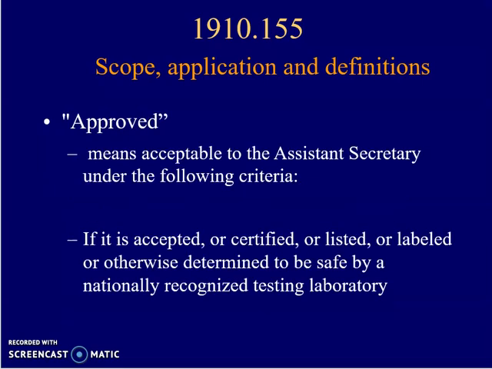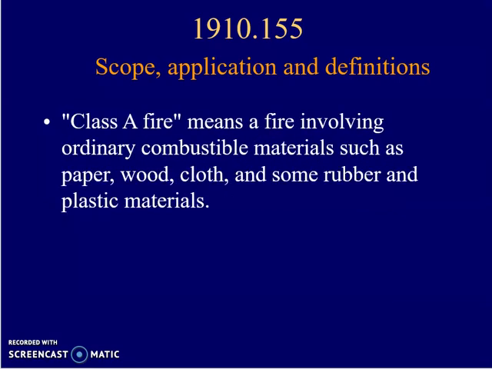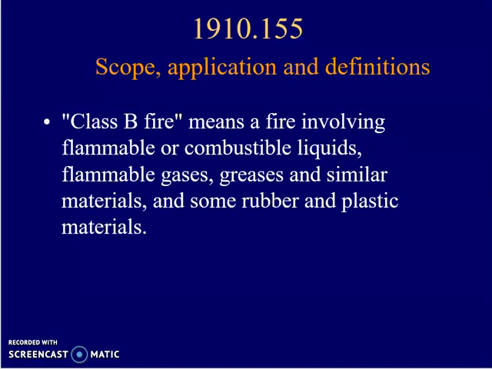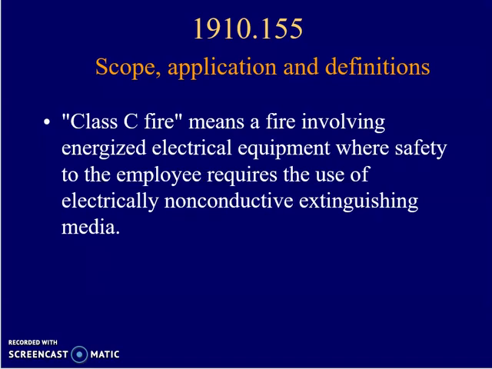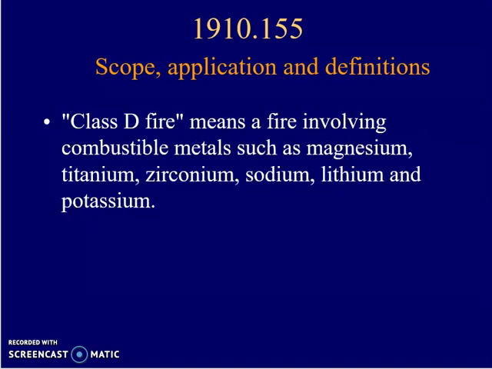Okay, then we start talking about different kinds of definitions, such as approved and the different classes of fire. Class A fire pertains to fires involving ordinary combustible materials, such as paper, wood, cloth, in essence, rubbish that you will find in any trash can. Class B fires involve flammable or combustible liquids, flammable gases, greases, and similar materials. Class C fires relate to fires that have something to do with energized electrical equipment. So you will need to use an electrically non-conductive fire extinguisher in order to safely extinguish this fire.